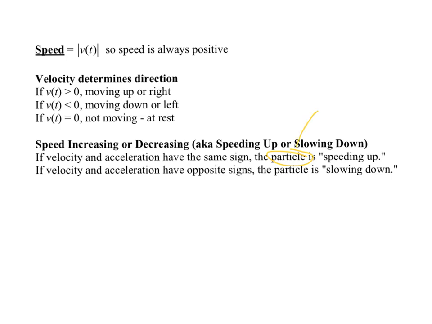So if velocity and acceleration have the same sign, that means that something is speeding up. What that means is that they're going in the same direction. If they have opposite signs, that means it's slowing down. For example, if the particle is moving to the right and the velocity is to the right, but the acceleration is to the left, an acceleration in the opposite direction actually means deceleration.